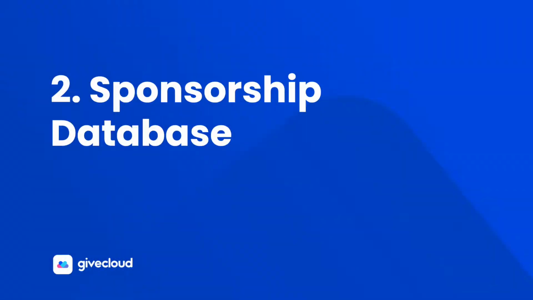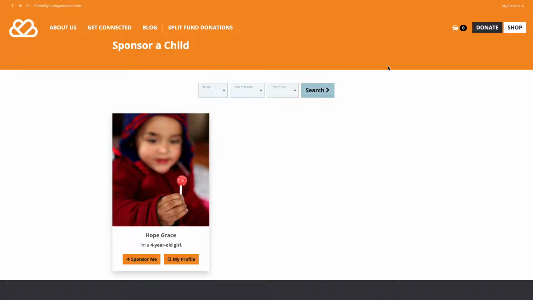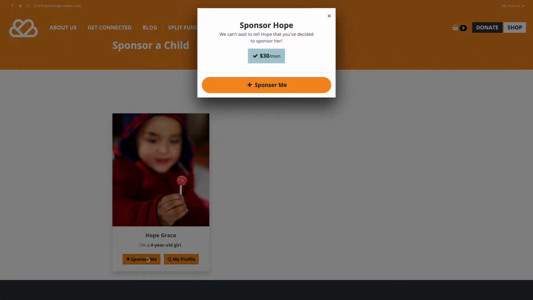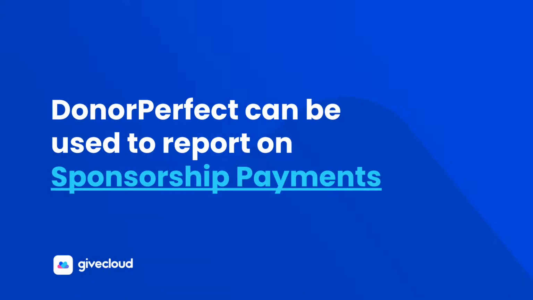Secondly, Givecloud is where your sponsorship database will live, a record of which supporters sponsor which children. You can report on your sponsors to get crucial information, such as how long a supporter has been sponsoring a specific child. You can keep track of which sponsorships are active or have ended, as well as the overall health of your sponsorship program. Supporters will use Givecloud to see a list of available children to be sponsored, choose one or multiple children to sponsor, then set up recurring sponsorship payments and use the donor portal to see and manage their sponsorships. DonorPerfect can be used to report on sponsorship payments.